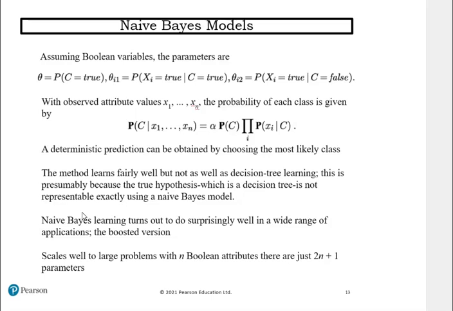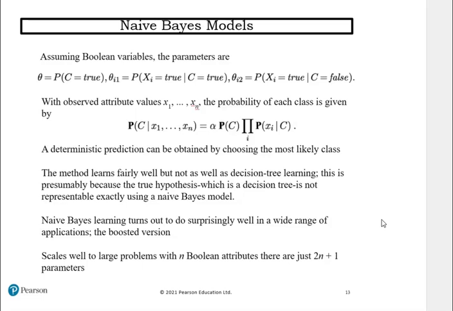In this case, maximum likelihood parameter values are found in the same way. The probability of each class, for example cherry, given the values of the attributes, so the color of the wrapper, the weight of the candy, and so on, is just the product of the probabilities obtained from each attribute. So a deterministic prediction can be obtained by choosing the most likely class, as we've done before.